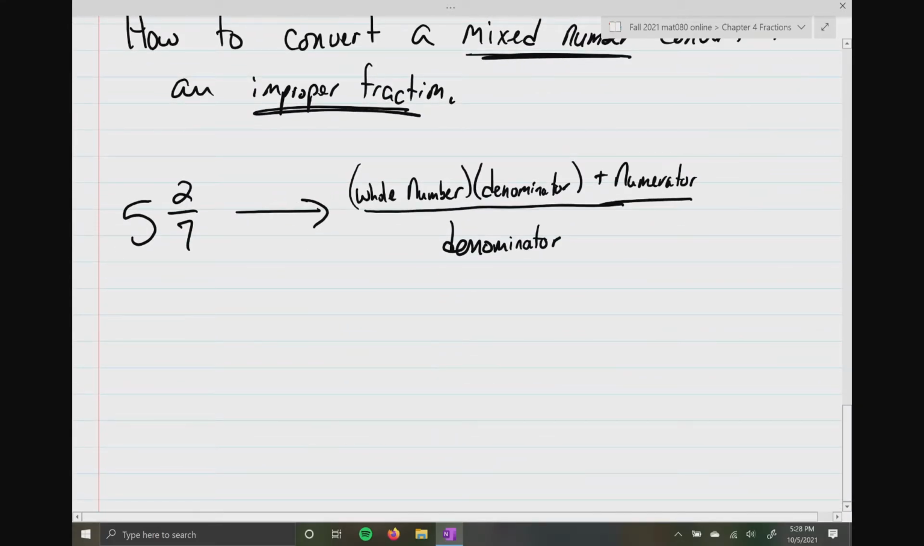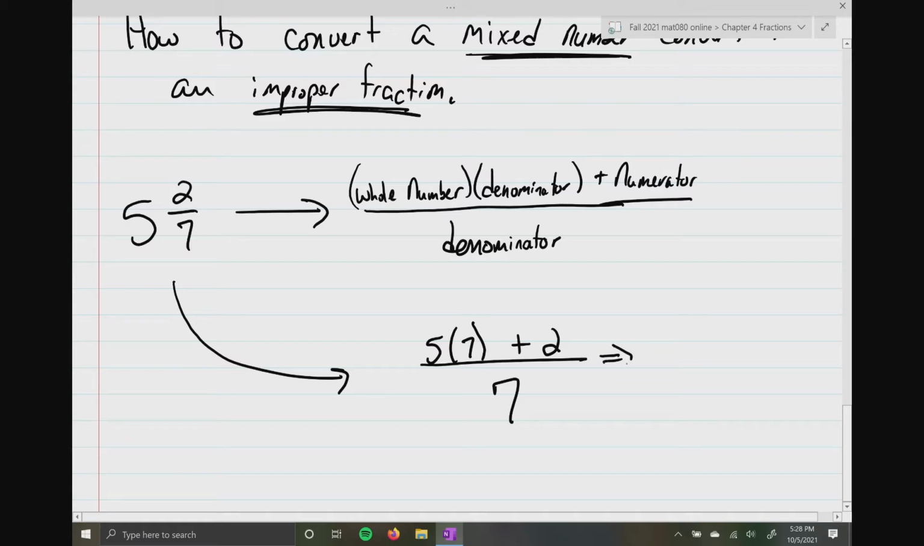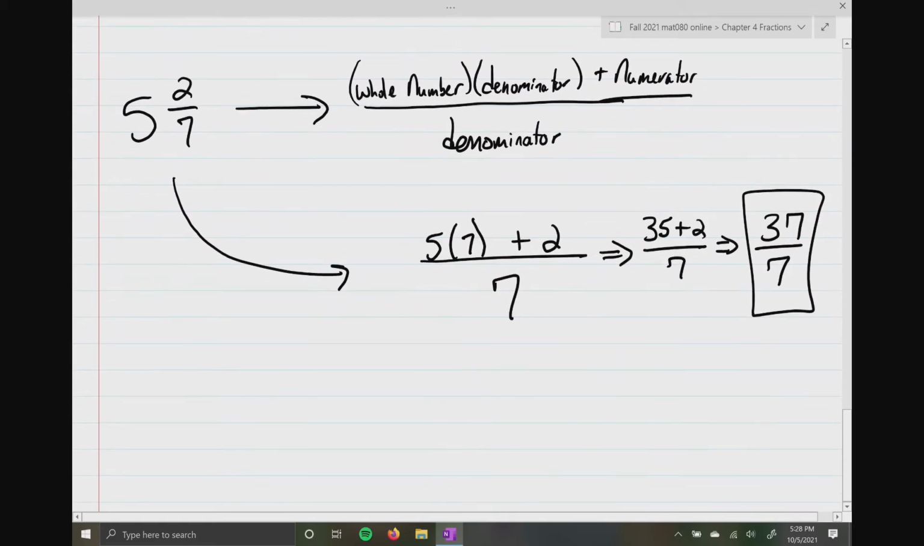So an example of this would be the one we have here. So my denominator stays the same. It's going to be a 7. But now I'm going to take 5 times 7 and then add 2. So 5 times 7 is 35. And 35 plus 2 is 37 over 7.